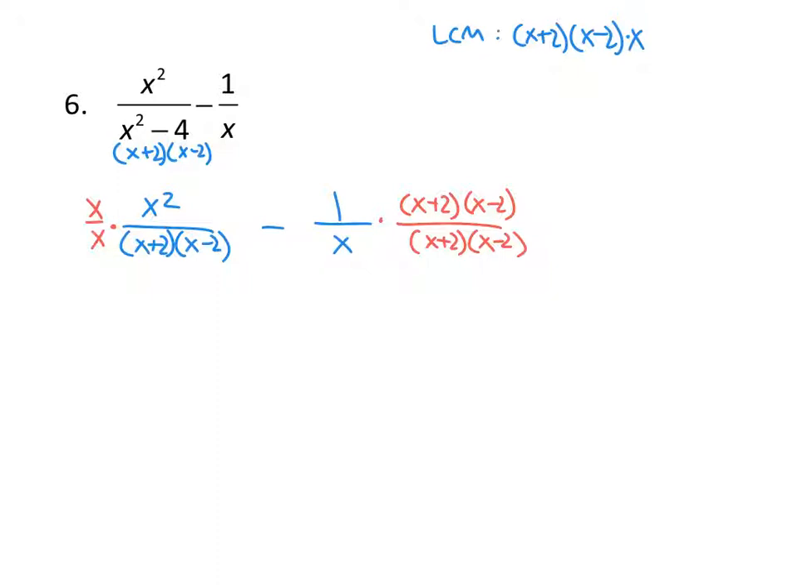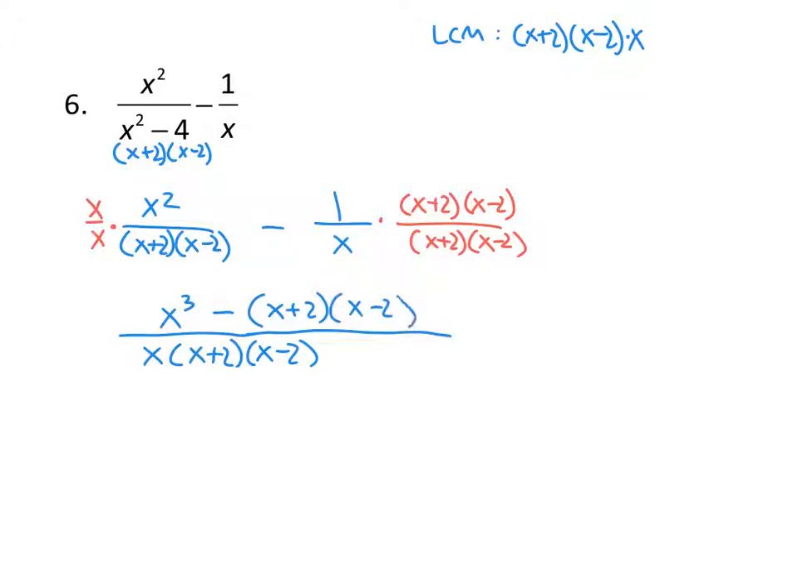So in the first one, when I multiply the tops, I get x to the third power over x times x plus 2, x minus 2. And I can go ahead and combine these into one fraction because I do have common denominators now. So then I'm going to have minus, and it's 1 times x plus 2 times x minus 2 on the top. So that's really just minus x plus 2 times x minus 2.